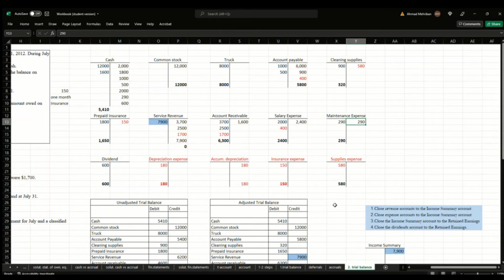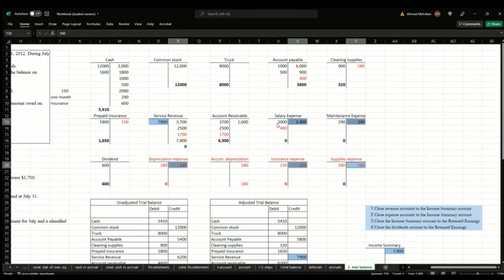290 I enter here, so this will be zeroed out. Yeah, so this is 0 balance. Next, depreciation expense the same way, 180. And this balances out to 0. Insurance expense, 150, and this is also 0. And supplies expense is 590, and also the balance is 0. Now, again, let me just color code it. We did all of our expenses: expense here, expense here, expense here, and expense here, and color coding shows this.